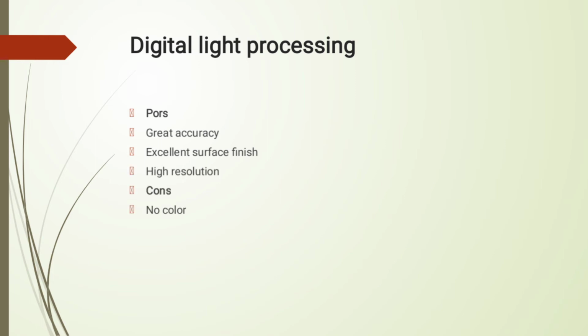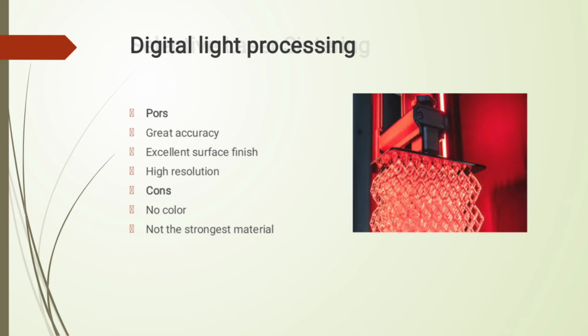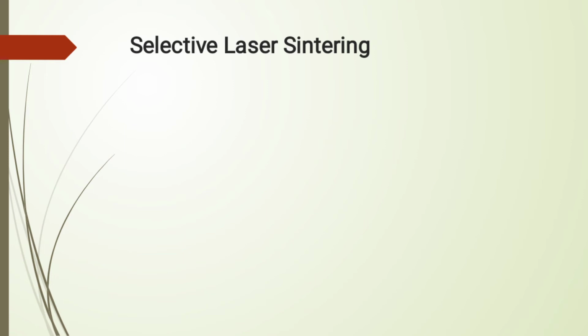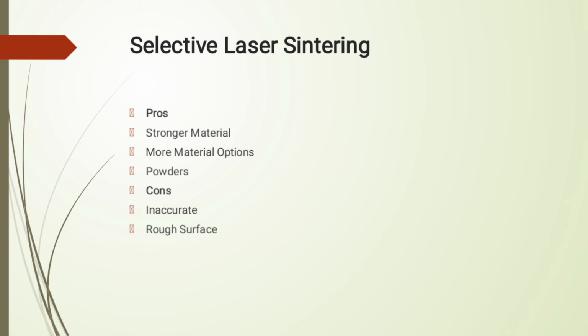Digital light processing. Pros: great accuracy, excellent surface finish, high resolution. And cons: no color, not the strongest material. Selective laser sintering. Pros: stronger material, more material options, powders. Cons: inaccurate, rough surface, and less detail. No custom color supported here.